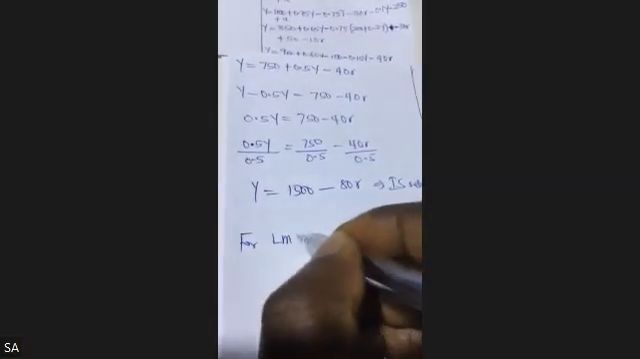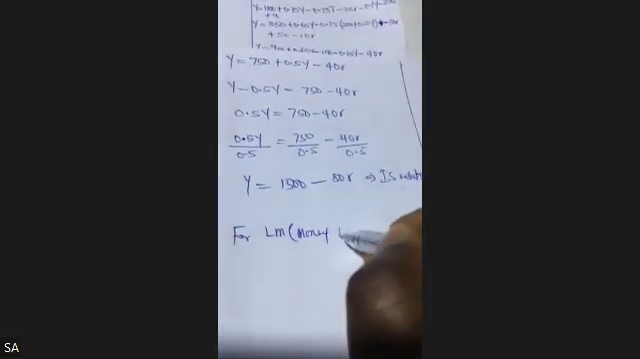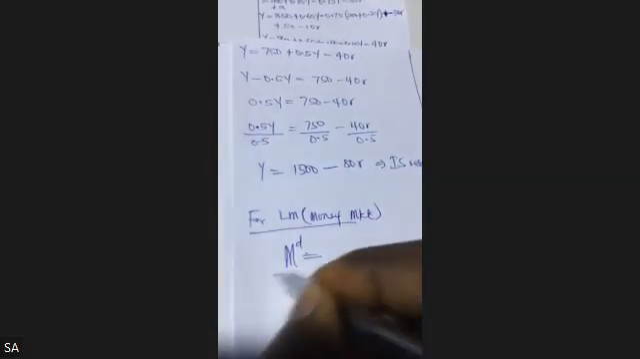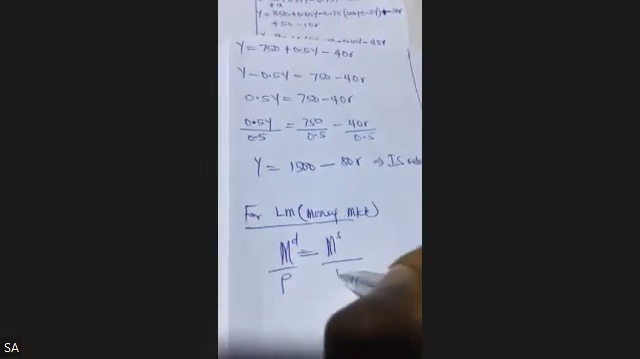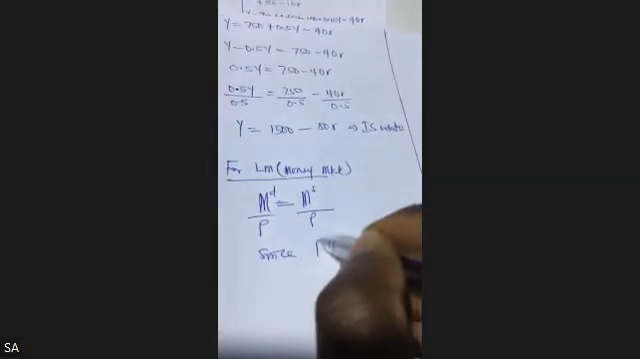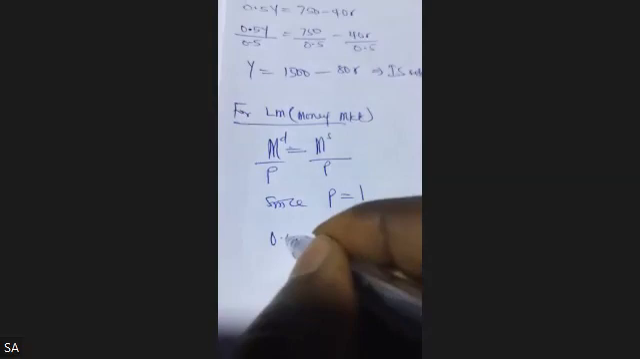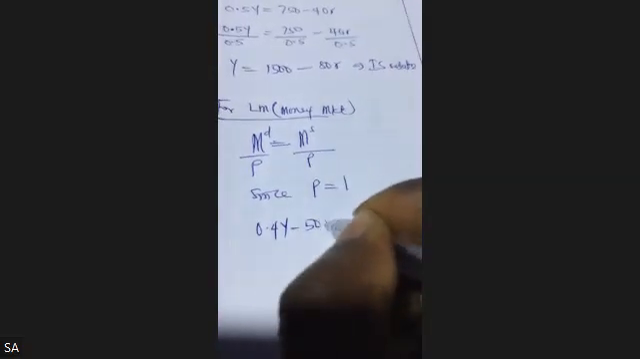Now let's go there to obtain the LM relation. So for LM, remember, that is the money market. For LM, you need the equilibrium condition that money demand over P is equal to money supply over P. The question says P is equal to 1. So what is MD? Let's go back. So we have 0.4y minus 50R. Then 300. So 0.4y minus 50R equals 300.